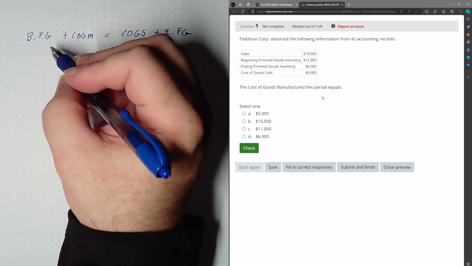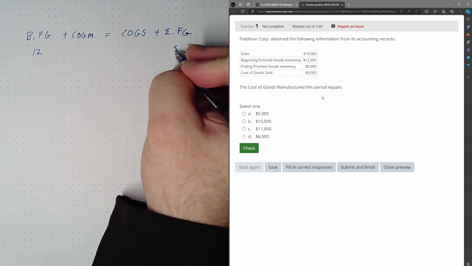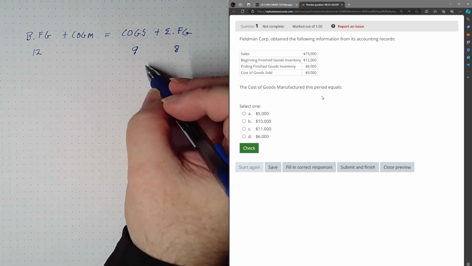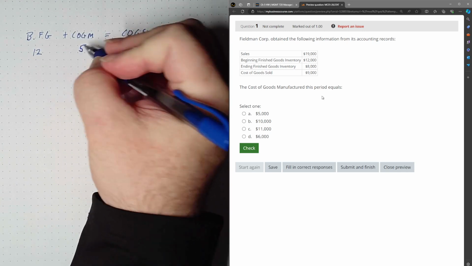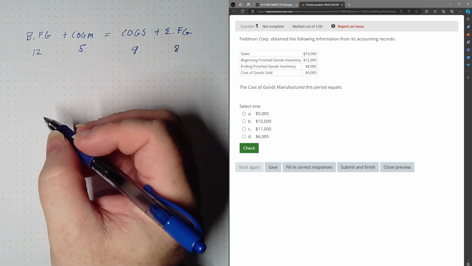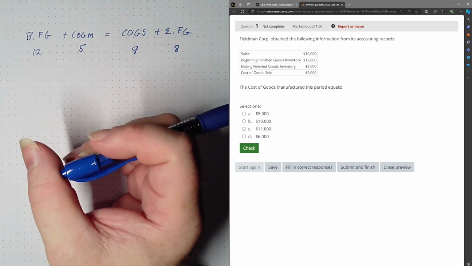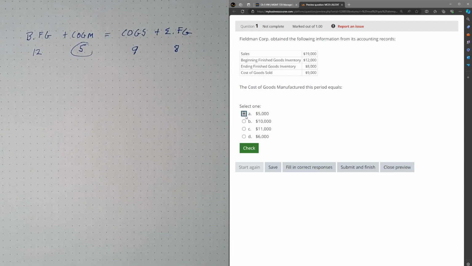So we have beginning finished goods of 12,000. We have ending finished goods of 8,000. We have cost of goods sold of 9,000. So you can see pretty simply, this is 17, this is 12. Cost of goods manufactured must be 5. Did we even need the sales? Well, if the question had something to do with profit or something like that, we may have needed. But here, all we needed was this 5,000.